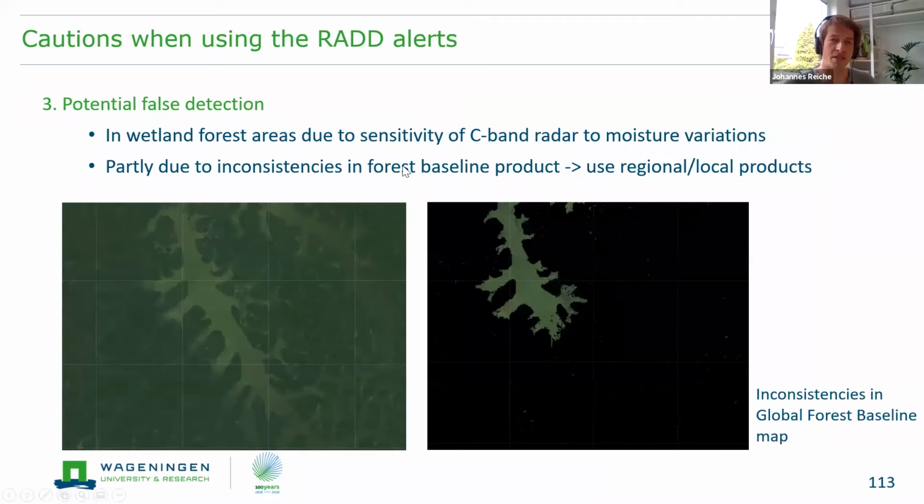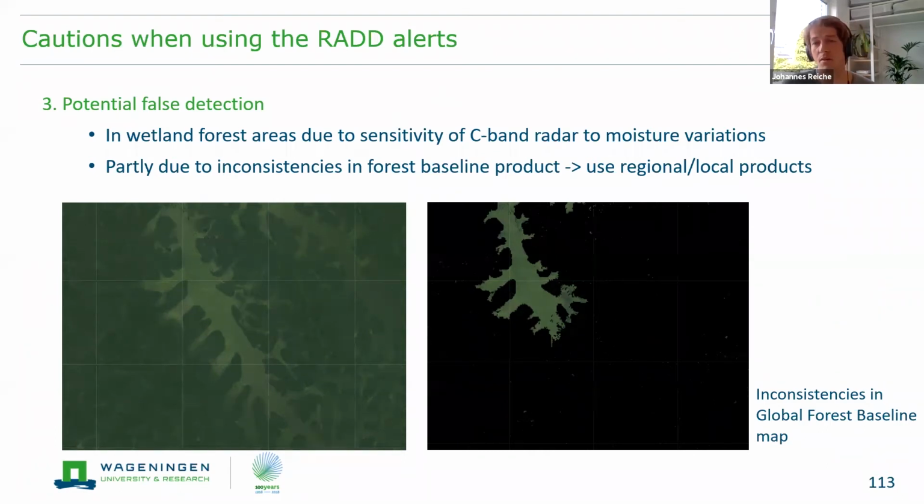False detection can happen in wetland areas due to the sensitivity of the C-band radar to moisture. Sometimes wetland dynamics in themselves lead to a strong change in the radar signal, and that can lead to false detection. In the RADD alerts, this is to a large part the result, if it occurs, of the inconsistency of the forest baseline product.